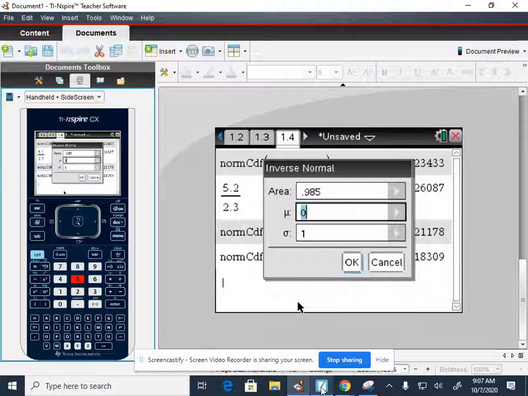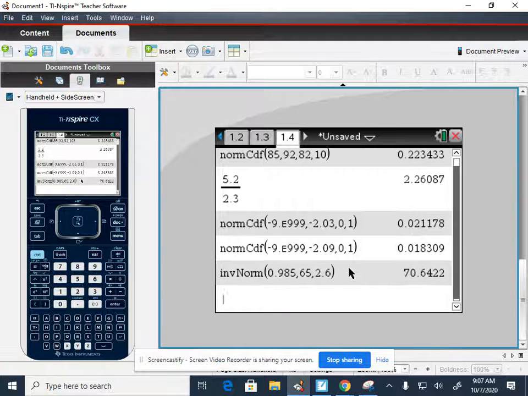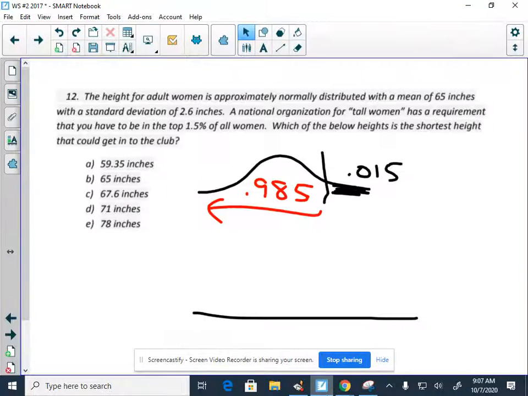65 and 2.6. You're on your own on the last one. I'm not going to continue a video in between bells here. So 70.64. So now, if this is 70.64, which of the following is the shortest height? You have to choose that one, 71.